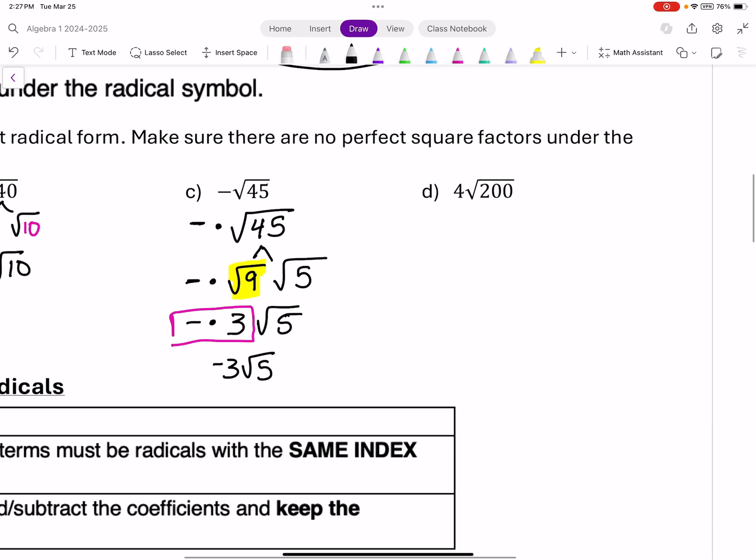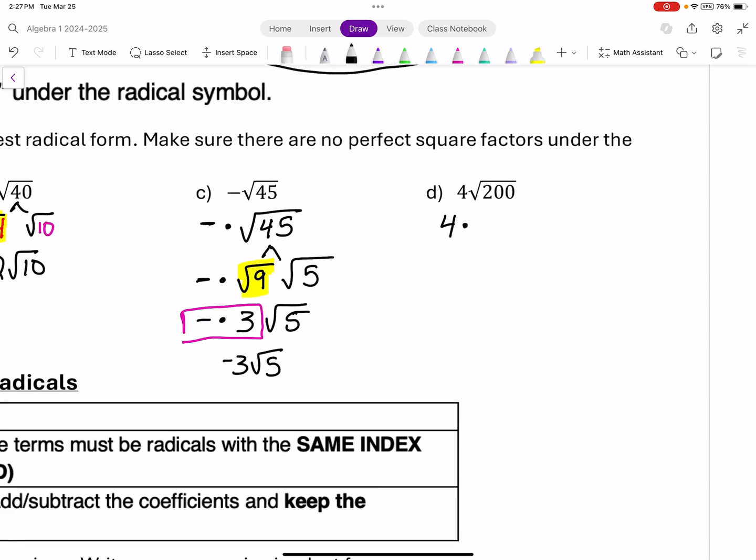On letter D, we have a number in front, kind of like we had the negative with C. So this is saying take 4 times anything that comes out of the radical. 200 is not a perfect square, so we're going to go ahead and break that up. We are going to break it up into 100 and 2. Remember you can always go and divide by all of the perfect squares to find the one that goes in evenly. This is our perfect square here.